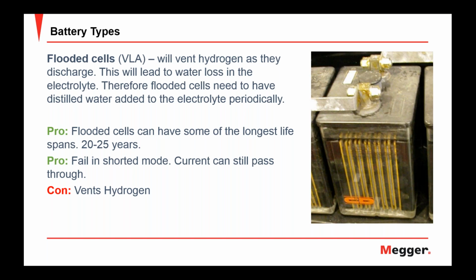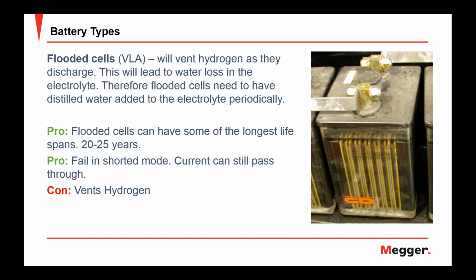One of the pros of these batteries is that they can be very long life because of all the electrolyte in them. We can get lifespans of 20 to 25 years out of these batteries. Another pro is that when they fail, they tend to fail in what's referred to as a shorted mode. It does not mean they're shorted, but you can typically still get current through them, so you can use series strings in critical applications.